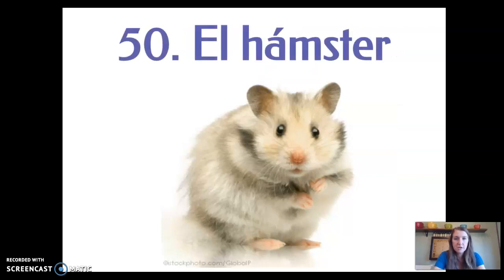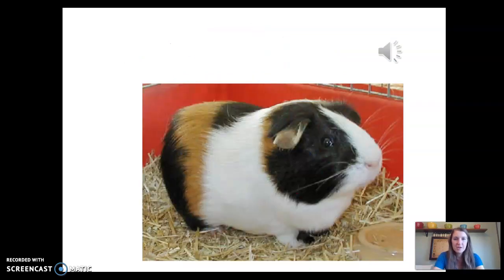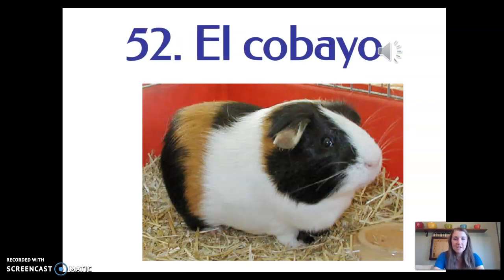All right, here's our cute little hamster. El hamster, H is silent, so it's not el hamster, right? The accent is sort of on the A because the H is silent, so el hamster. Here's Nemo, el pez, fish. El cobayo. This is a guinea pig. I don't know if you probably know what that is. El cobayo. This word sounds very similar to caballo, which is a horse, but it's spelled pretty differently.